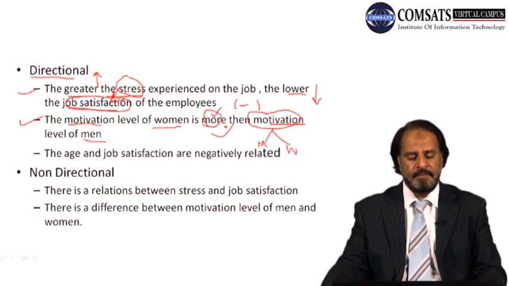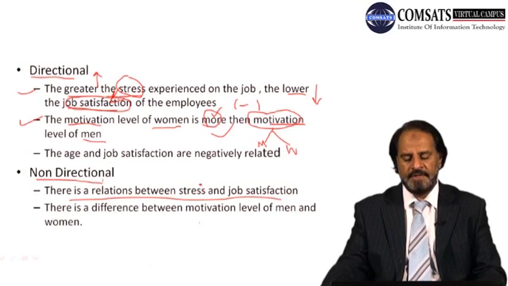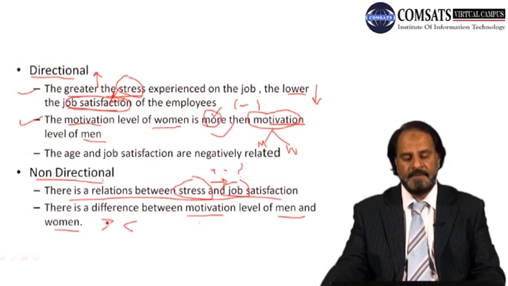But let's look more specifically at the non-directional way, where we're saying there is a relationship between stress and job satisfaction. That's it. But we're not saying it's positive or it's negative. We're not sure. There's a difference between the motivation level of men and women. Again, we're not saying it's greater than or less than. We're not sure. When we are not sure, we use a non-directional way of writing it.